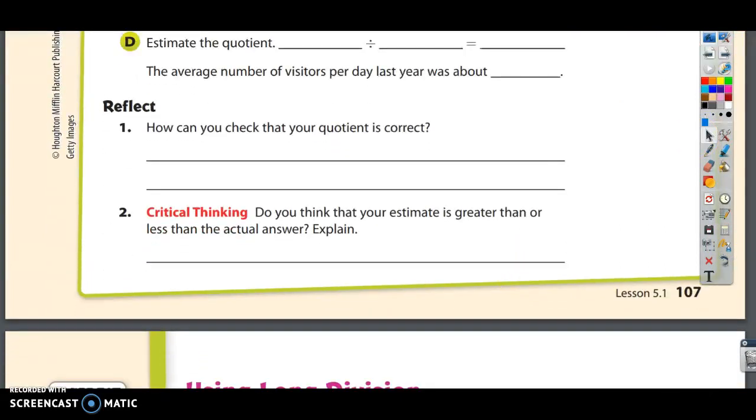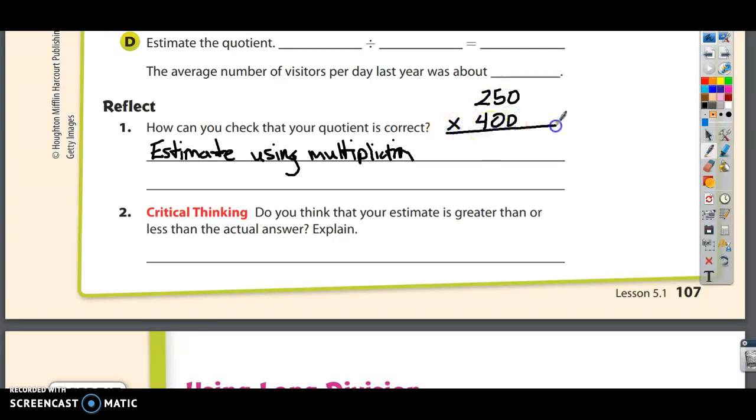So the reflect says, how can you check that your quotient is correct? Well, I would estimate again, but I would estimate using multiplication, and I can show you how to do that in just a second. What you're going to do with multiplication is simply multiply your answer, which is 250, by 400, and we need it to be about 100,000.